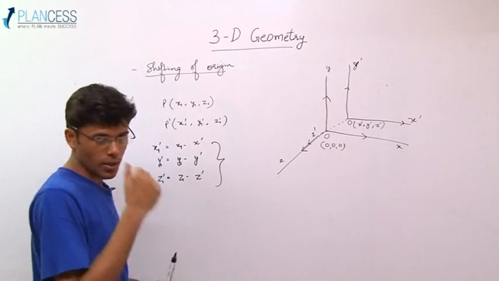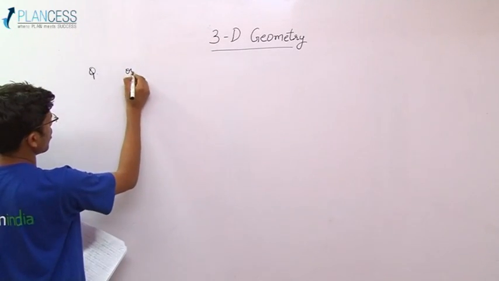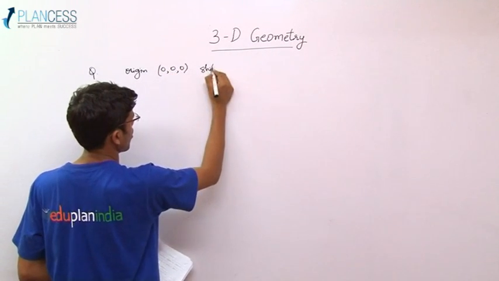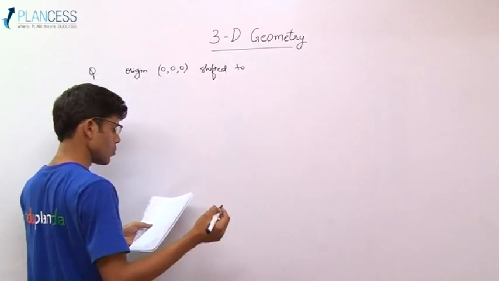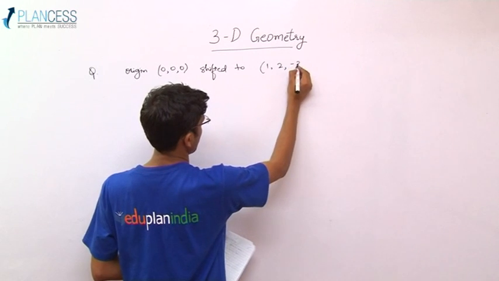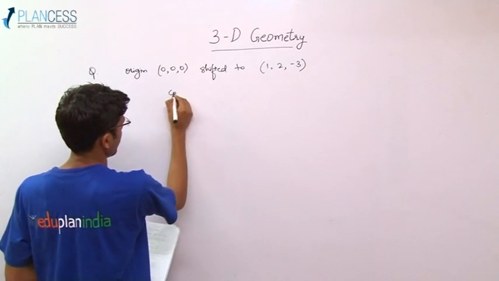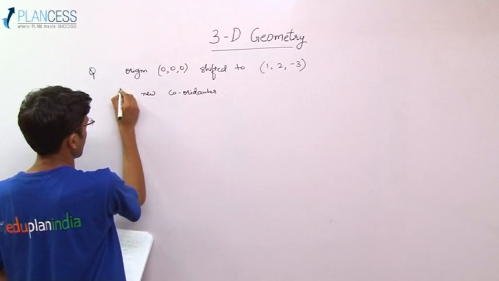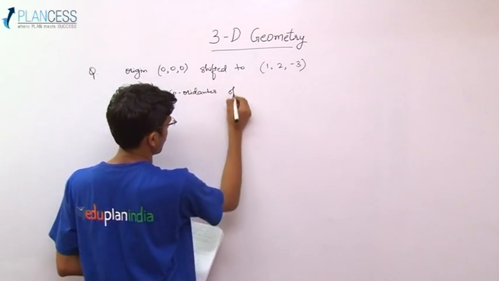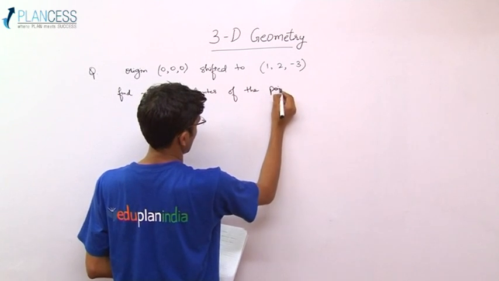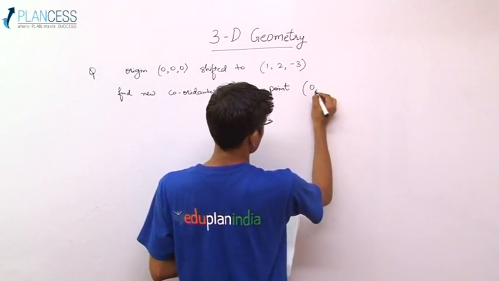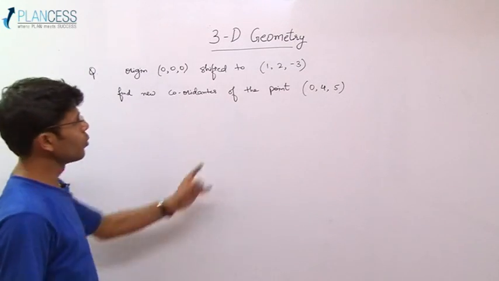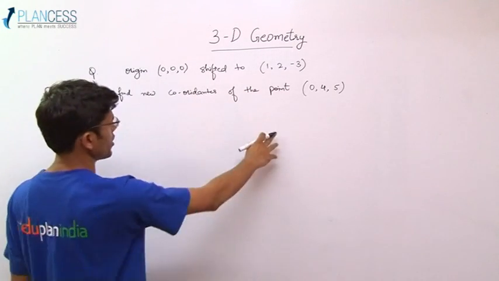Having read about all this, let's take a few examples. Say we have our origin 0, 0, 0 shifted to 1, 2, minus 3. We have to find the new coordinates of the point 0, 4, 5. I'll once again repeat the question: our origin is shifted to 1, 2, minus 3, and we have to find the new coordinates of the point 0, 4, 5.